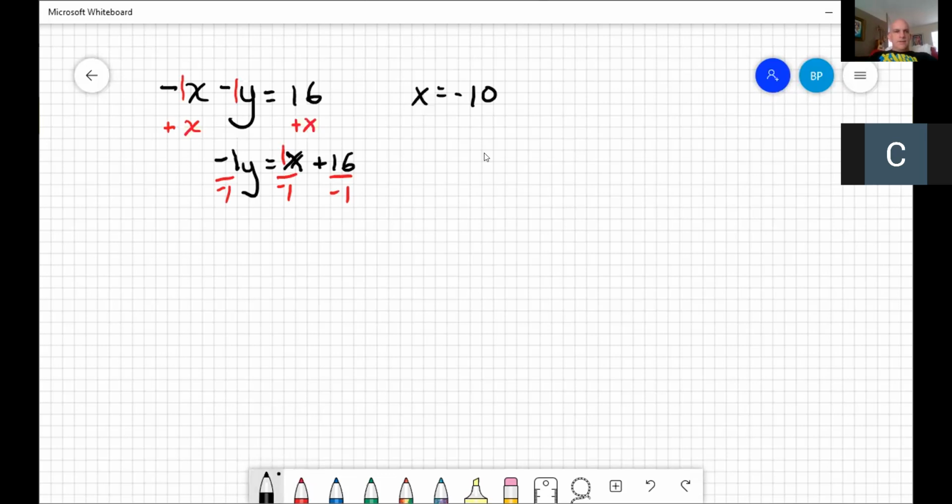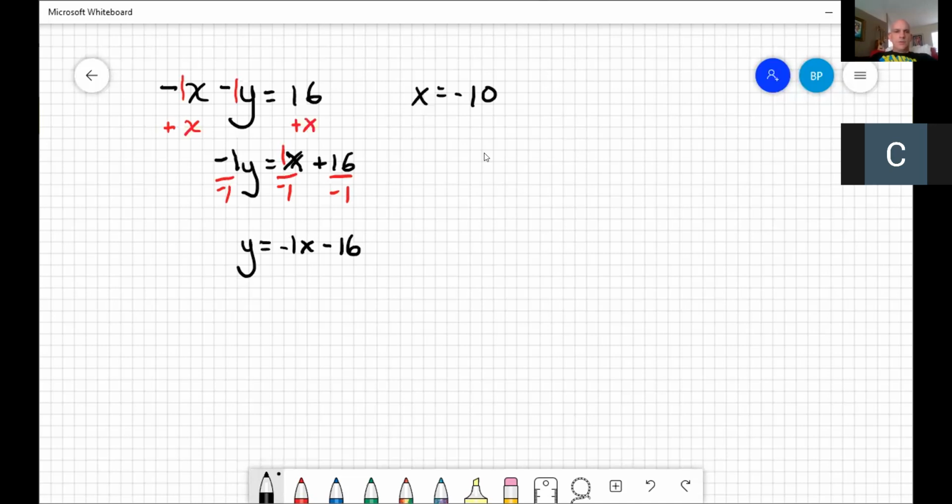So as we divide this, negative 1 divided by 1 is just 1 or 1y. So just y is what we'll say. 1 divided by negative 1 is a negative 1x. And then a positive 16 divided by a negative 1 is a negative 16. All right, so that would be our slope-intercept form for this.